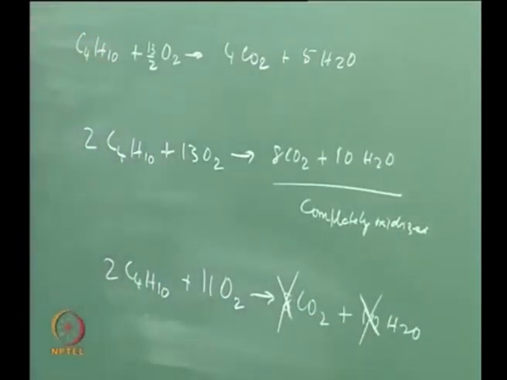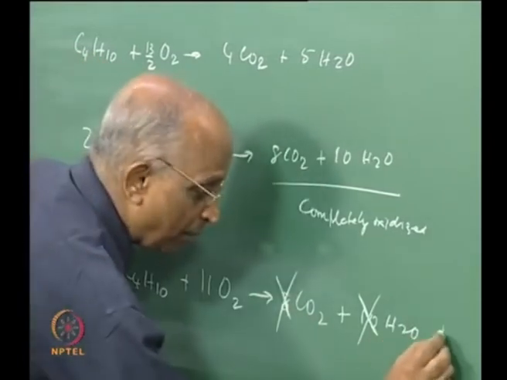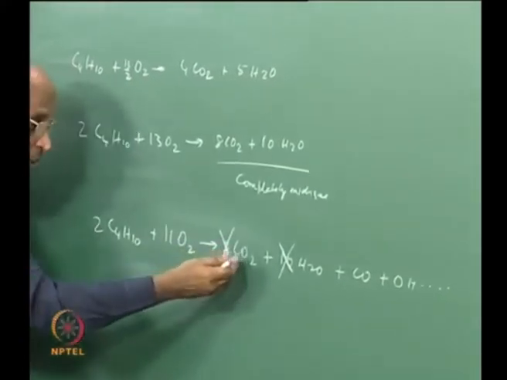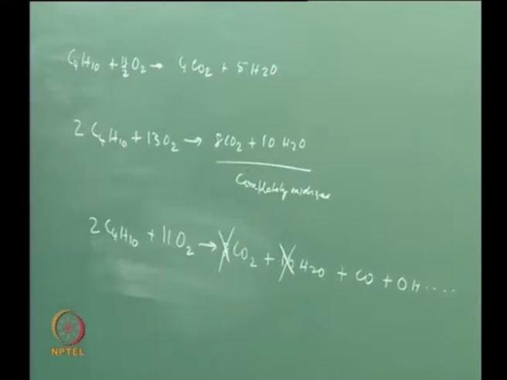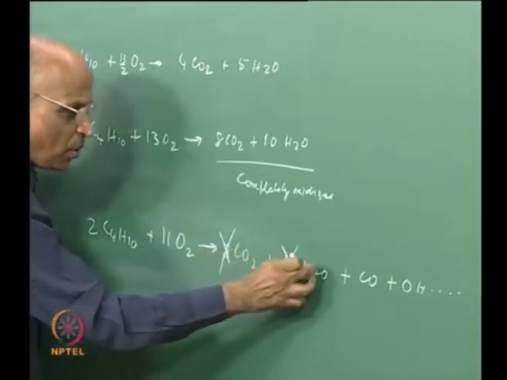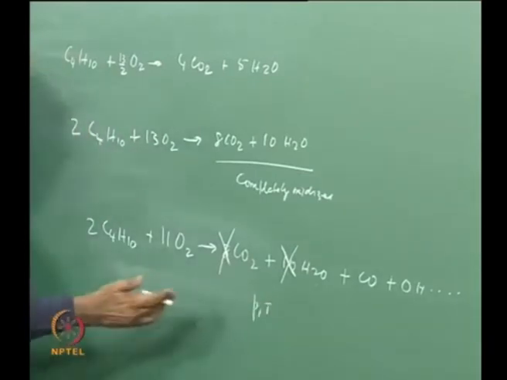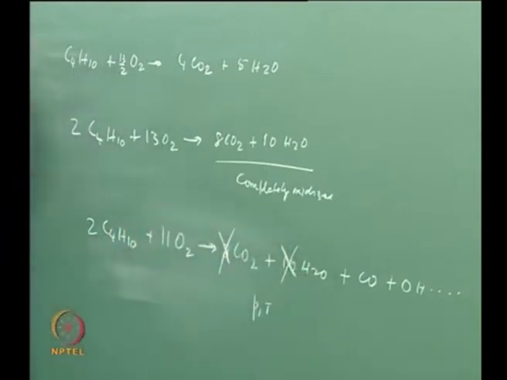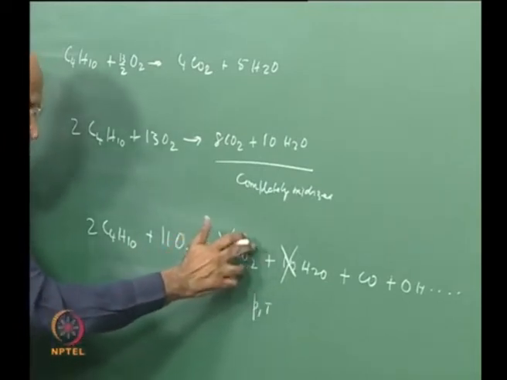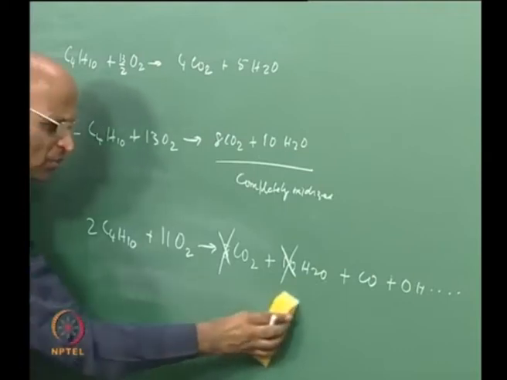Somewhere I have to balance it. I cannot get all carbon dioxide and all water; maybe I am going to form something like CO, OH and other substances, because there is inadequate oxygen to form carbon dioxide and water. Now how do I determine this? I have to do an analysis of the equilibrium composition of the products at a given pressure and temperature, which means I have to use chemical thermodynamics. That I will do in the next class, but before that, there is a slightly easier method of doing this problem.